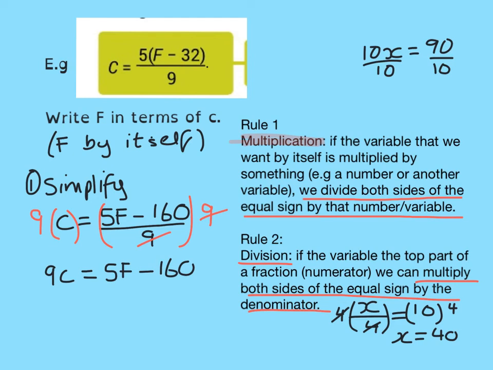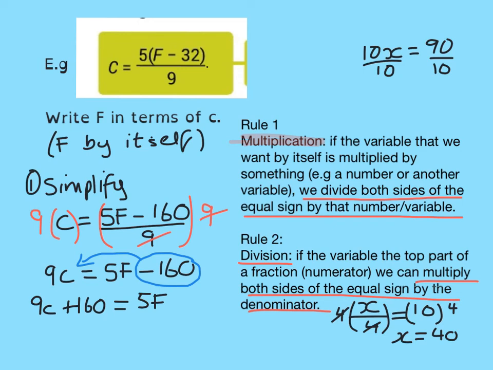Now all I need to do, so linear equation again, we want f by itself. So as you remember from normal linear equations, if I want f by itself, I don't want this minus 160 there. So I can either add 160 to that side. If I do it to one side, I must do it to the other. Or I can just bring it across and it becomes 9c plus 160, and that's equal to 5f.